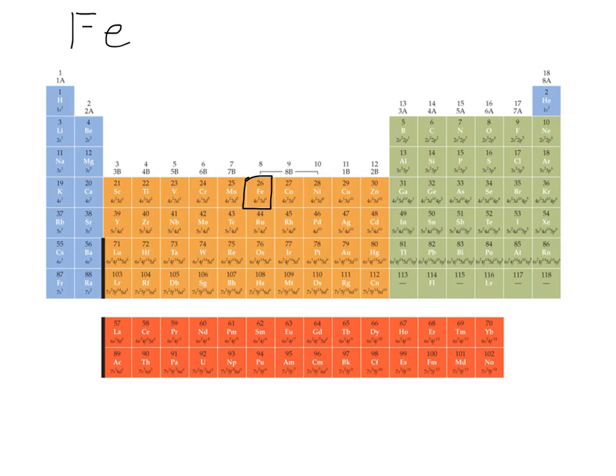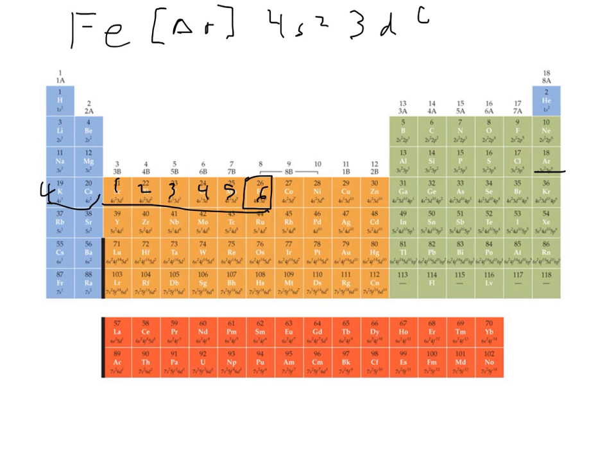Here we are. The preceding noble gas to iron is argon. Read it like a book. We're at the fourth row here. S block, so 4s2. Then we're in the D block, and remember, D block is row number -1, so it's 3D. 1, 2, 3, 4, 5, 6.